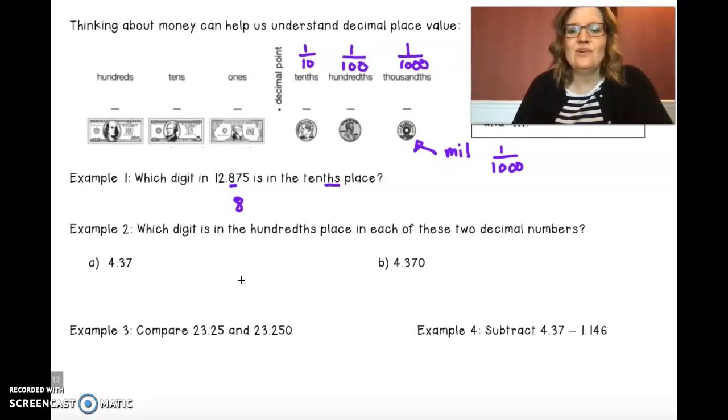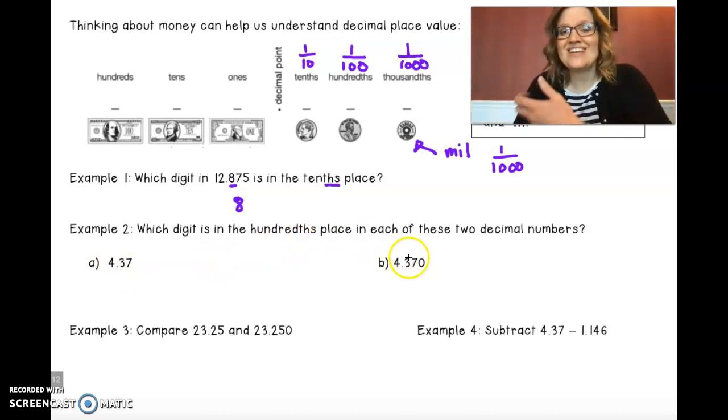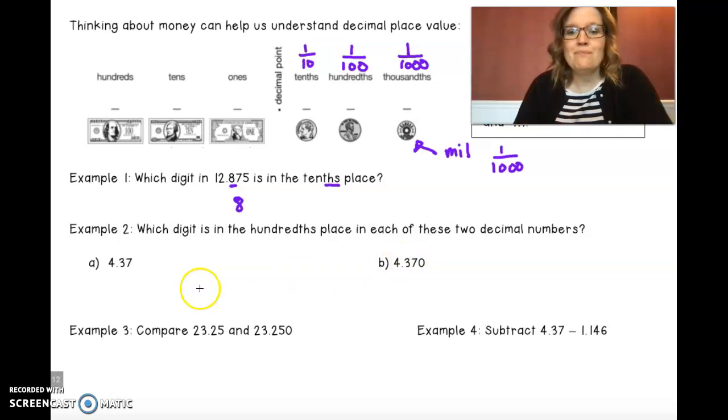Which digit is in the hundredths place in each of these two decimals? Guess what? Tell me if these don't look kind of the same. We have 4 and 37 hundredths, and 4 and 370 thousandths. But even with this zero, the tenths place is still the same. Here's our tenths place, and here is our tenths place. So both have the number 3 in the tenths place.